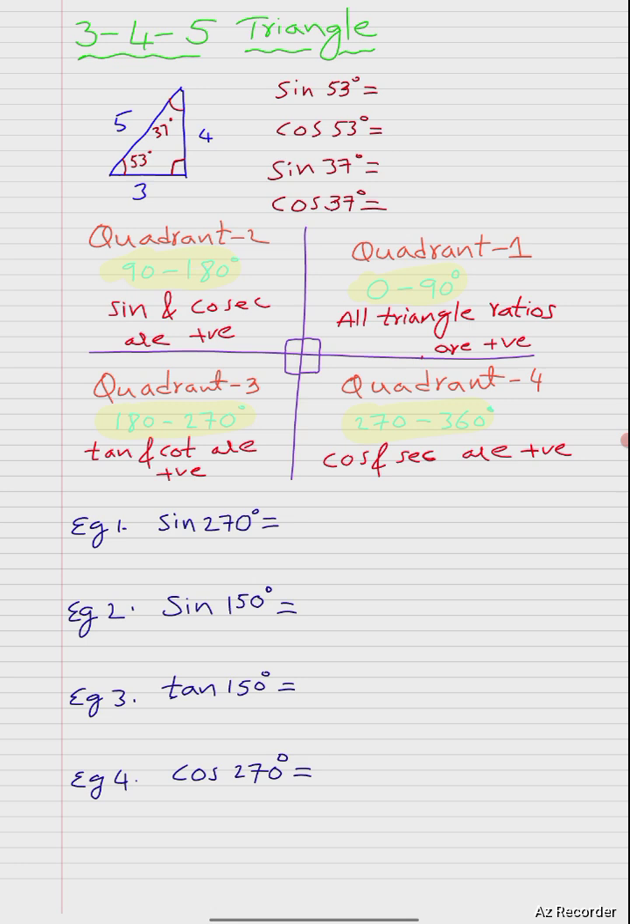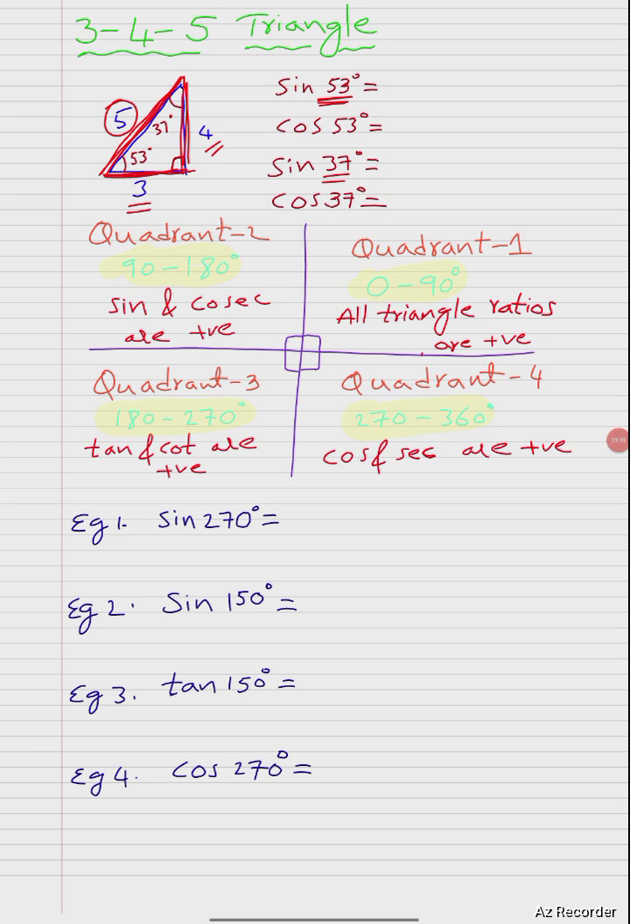Other than 0, 30, 45, 60 and 90 degrees, we have other important angles, 53 and 37. Okay, to deal with these angles, first we have to look at this 3, 4, 5 triangle. Now suppose this side is 3 and this side is 4. Using Pythagoras theorem, we can find the hypotenuse as 5. Okay, so this 3, 4, 5 triangle is very, very important.